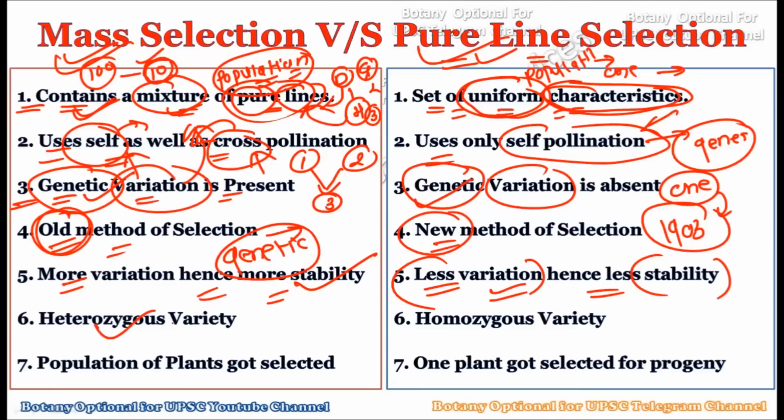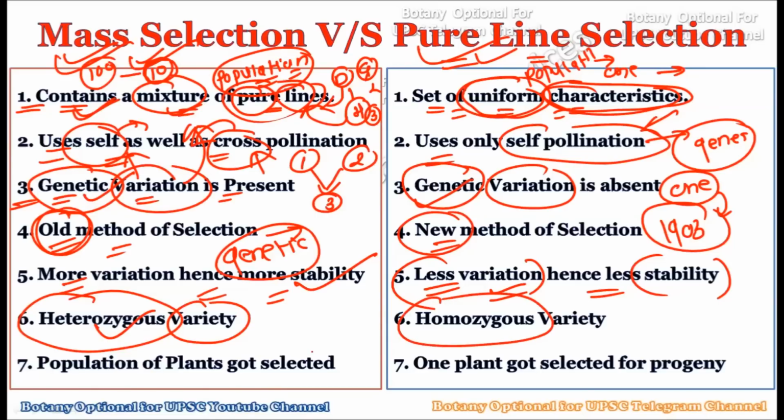Then the heterozygous variety is there in the mass selection method, because there is no uniformity in the genes. Okay, genes are variable, and hence we say these are heterozygous varieties. While in pure line selection, we have homozygous varieties, because they all show similar kinds of genes. Okay, because they come from one parent, since only self pollination is involved. But in mass selection, cross pollination is involved and many plants are involved, and hence a heterozygous variety is created. Okay, then a population of plants gets selected, while on the other hand, in pure line, only one plant gets selected for the progeny, which shows higher superiority in terms of characters.